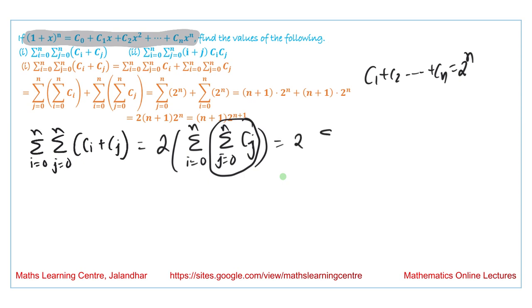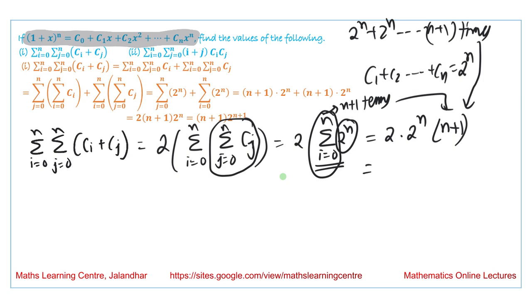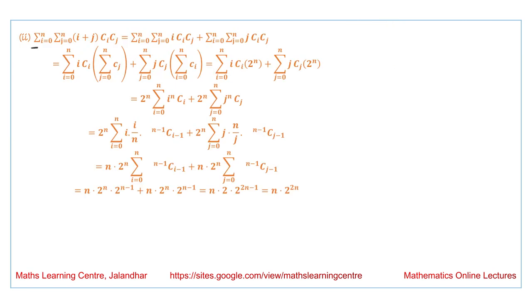So the answer we get is 2 times sigma i is equal to 0 to n 2 raised to the power n. It is a constant term over here. It is being added n plus 1 times. So we are getting 2 times 2 raised to the power n, and how many terms are there? It is n plus 1 terms. We are saying 2 raised to the power n plus 2 raised to the power n, and this is added n plus 1 times. So the final answer we obtain is equal to 2 raised to the power n plus 1 into n plus 1.